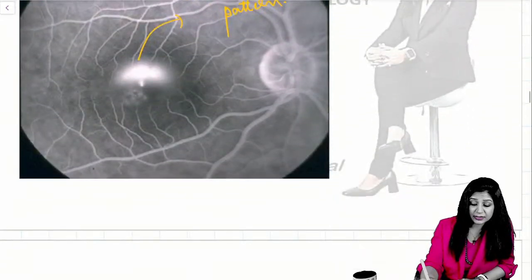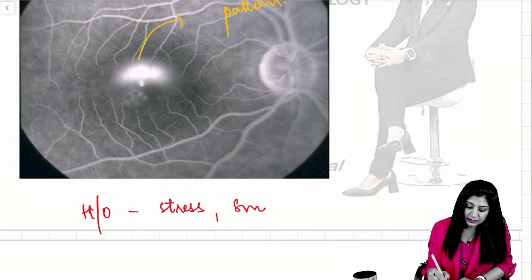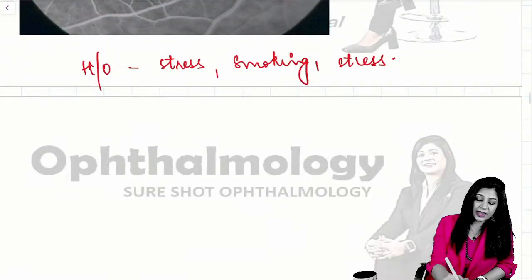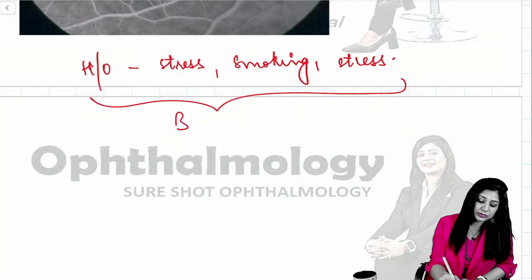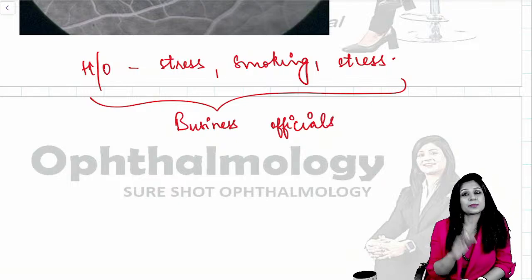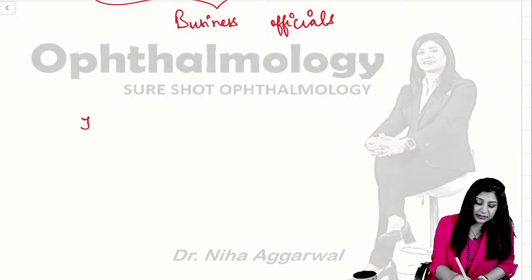What history would you like to take from this patient? Always take the history of stress, history of smoking, as well as history of stress. These three are very, very important, and all three are common in business officials. Therefore, usually they will give you the question on business officials. This will be written in your question paper. And treatment. Another important thing is the treatment.